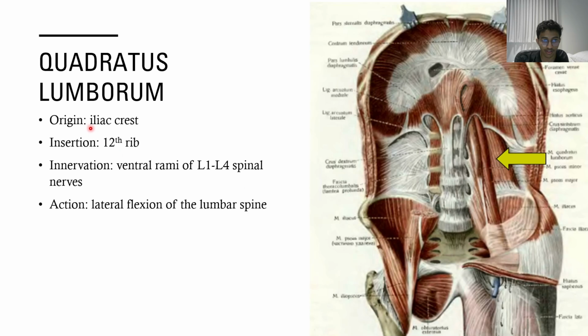Its origin is in the iliac crest and it inserts at the 12th rib. It's innervated by the ventral rami of the L1 to L4 spinal nerves, and its main action is the lateral flexion of the lumbar spine. Now, an easy way to identify it is that it has four sides. That's why it's called quadratus, four. And since its action is the lateral flexion of the lumbar spine, the name lumborum kind of makes sense.